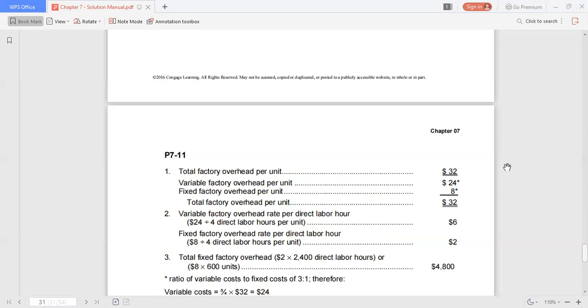Materials purchased, 18,000 yards at 0.92 per yard. Then we have the materials used, 9,500 yards. And direct labor, 2,100 hours at 9.15 per hour. And total overhead of 500 units actually produced. Compute the variable and fixed overhead rates per unit. Compute the variable and fixed overhead rates per direct labor hour. And determine the total fixed factory overhead based on normal capacity.